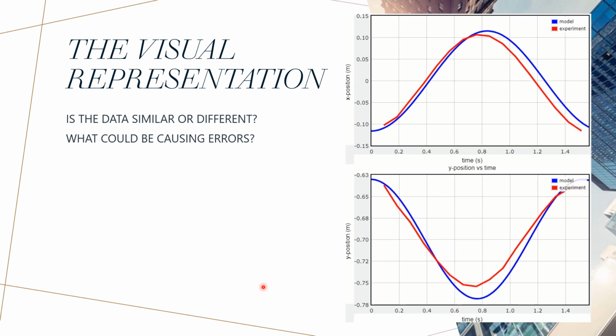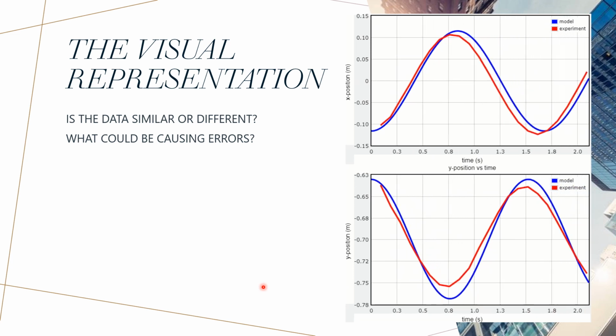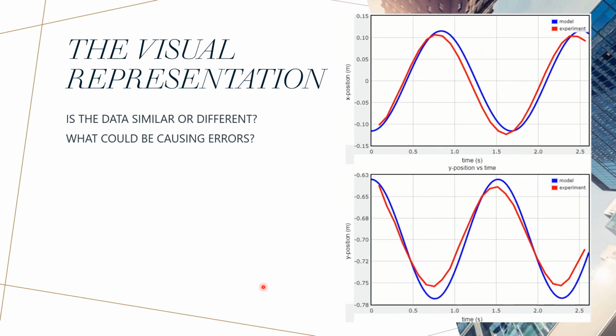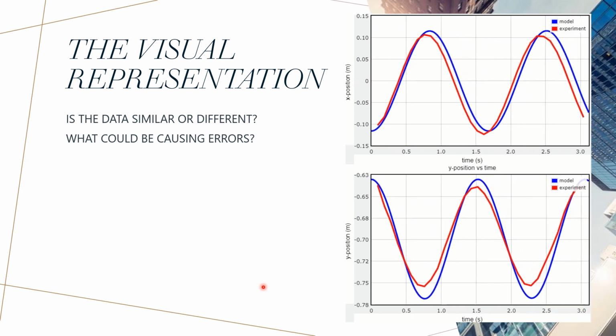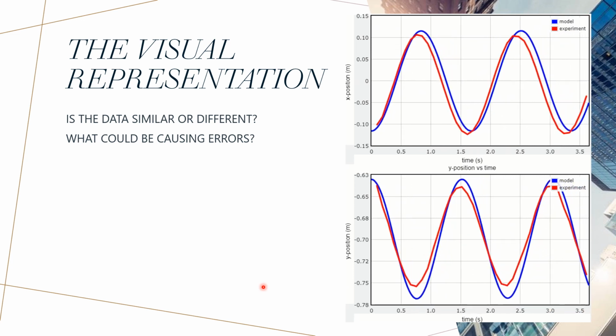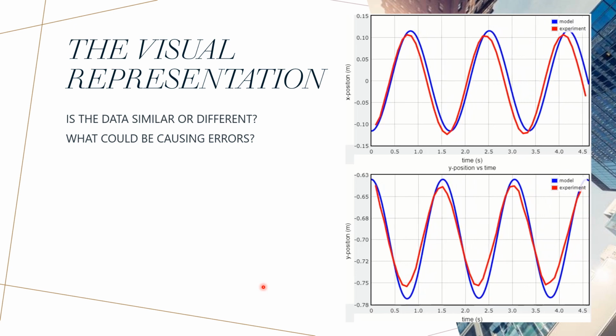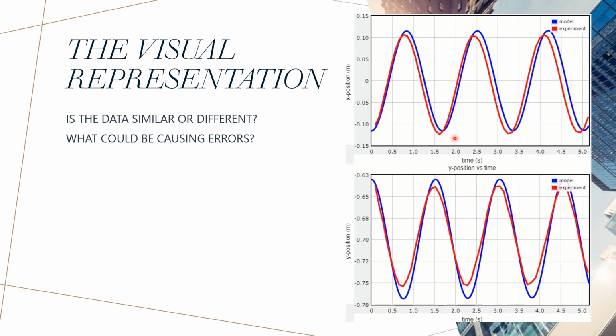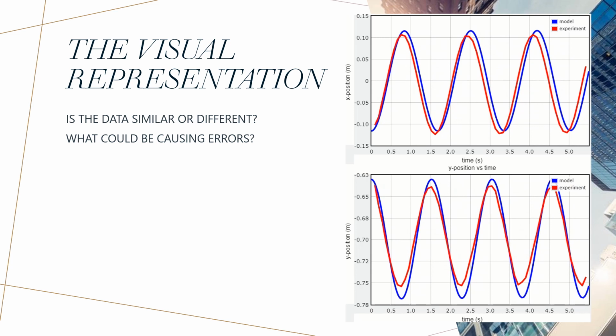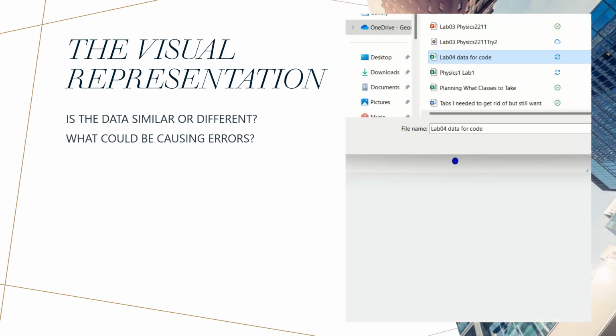As you can tell already, the data is slightly different. What could be causing errors are things like air drag that might be happening in the background that we can't really take into account at the moment. And it could also just be that my K values or initial values might have been slightly off.